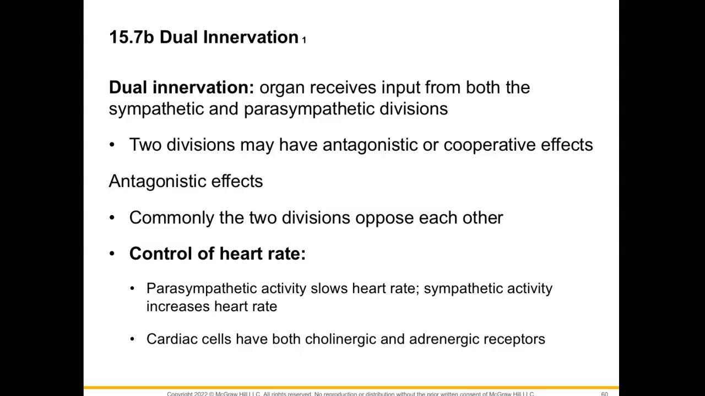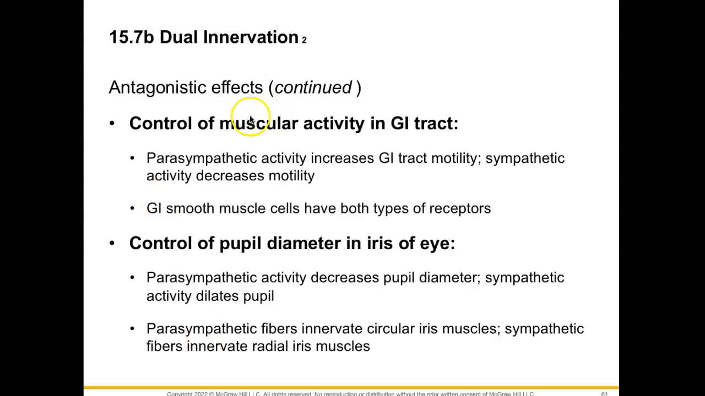This is common where we have the two divisions oppose one another. We can look at the control of heart rate, where our parasympathetic system is going to slow our heart rate and sympathetic is going to increase our heart rate. Our cardiac cells actually have both cholinergic and adrenergic receptors to allow this to take place. When we look at the muscular activity of our GI tract, we know parasympathetic is going to increase GI motility, whereas sympathetic is going to decrease motility. And our GI smooth muscles are also going to have both types of receptors.